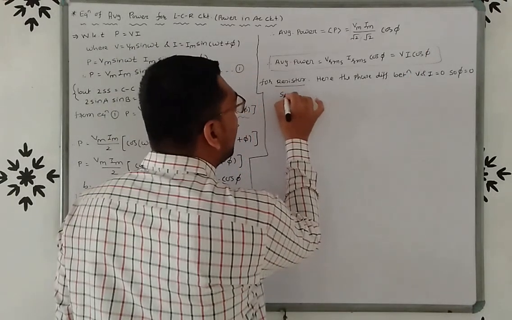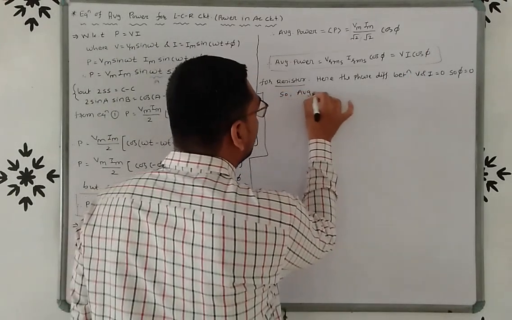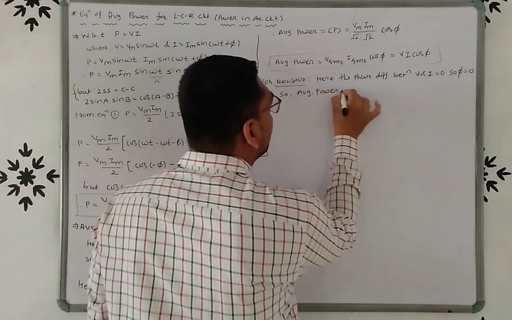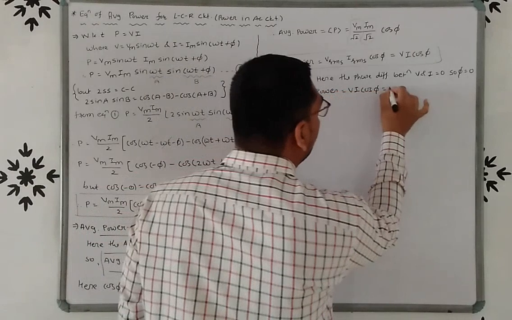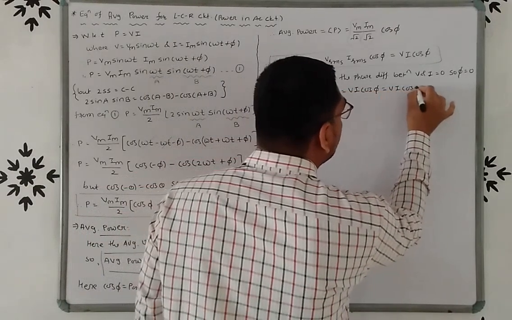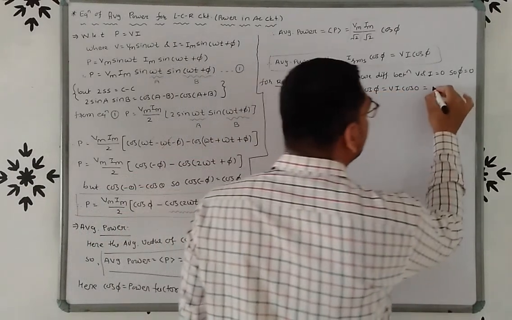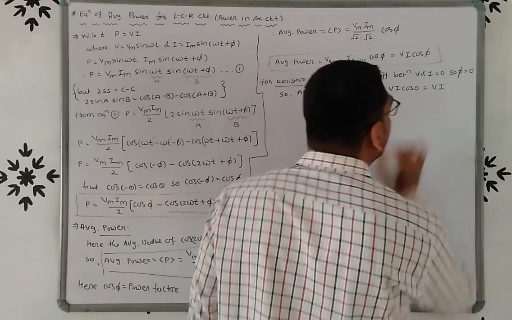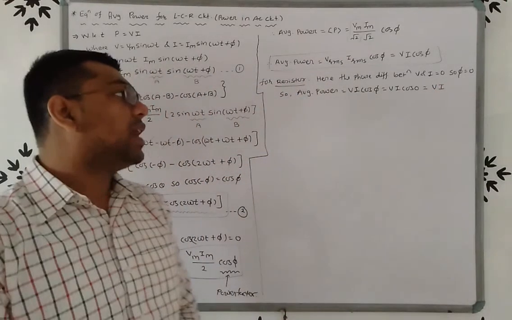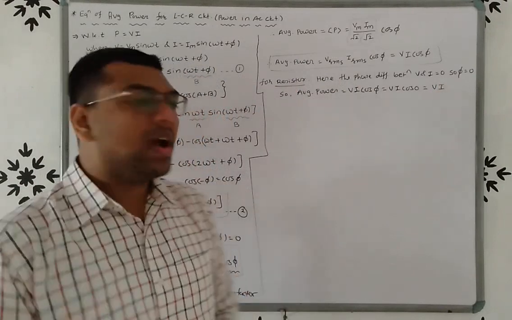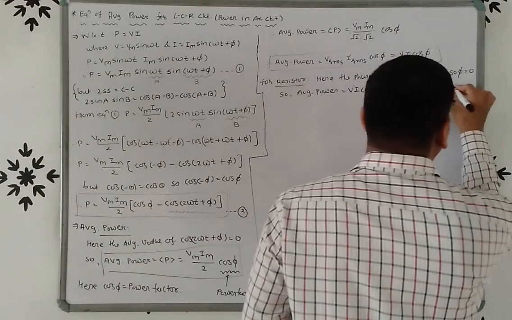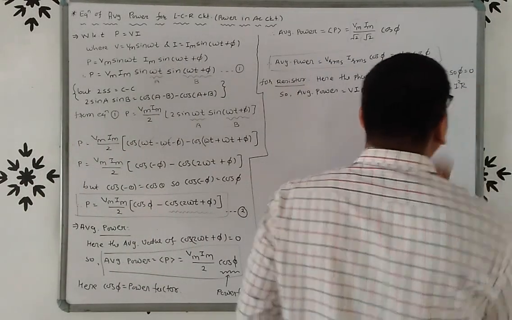So the average power is equal to VI cos phi. So VI cos 0. The value of cos 0 is 1. So VI, right? Or if you take V is equal to IR, you can also write I square R, right?